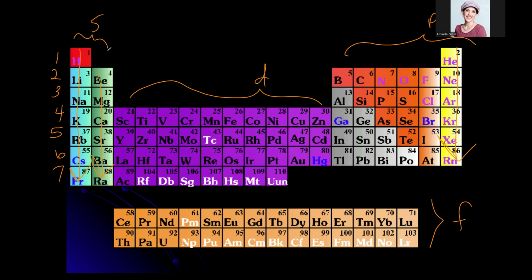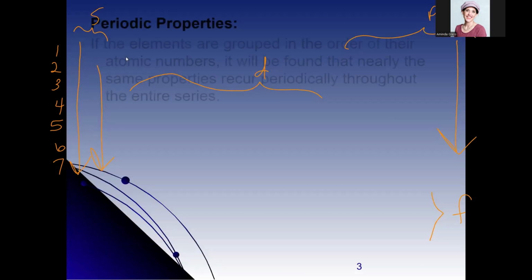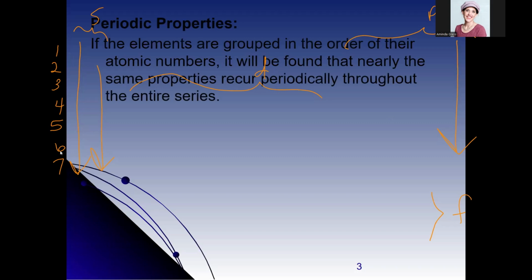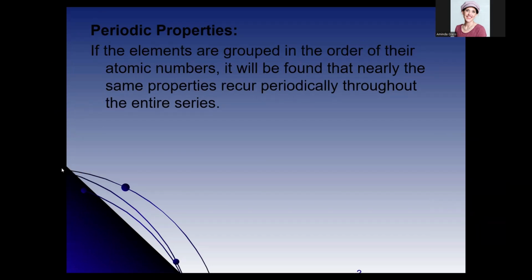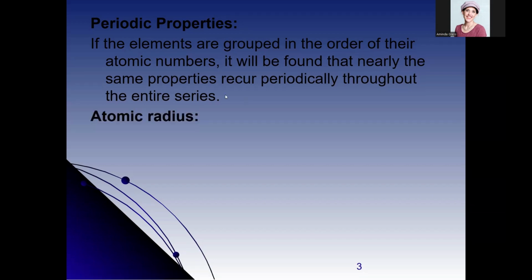Elements in the same group have similar properties. They have the same number of valence electrons. These valence electrons are responsible for those properties and how the elements interact and react with each other. If elements are grouped in order of their atomic numbers, it's going to be found that nearly the same properties recur periodically through the entire series. And we can see this. Everything in group 1 has similar properties. Everything in group 2 has similar properties.